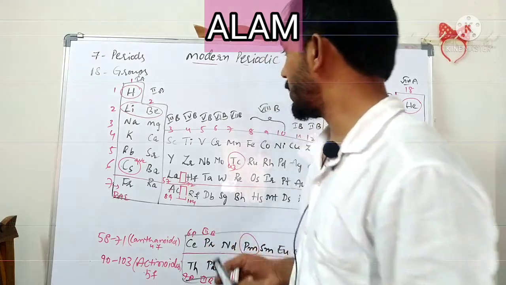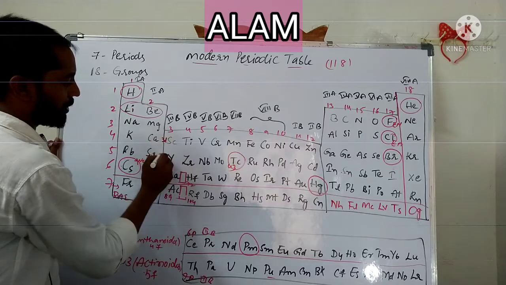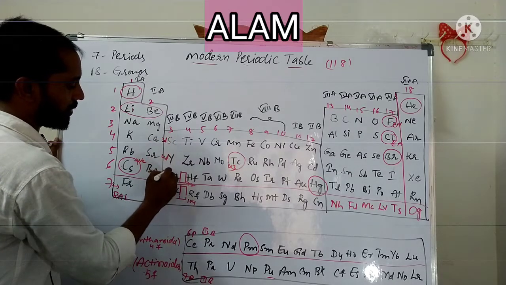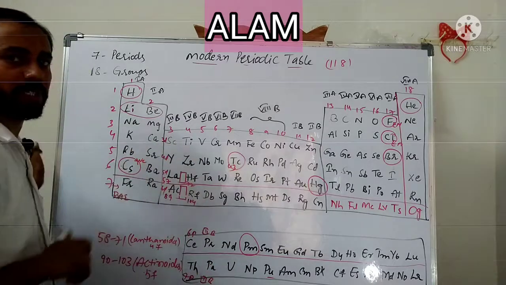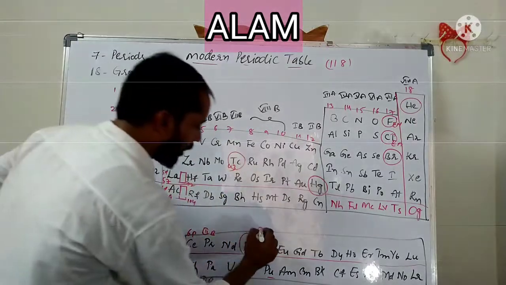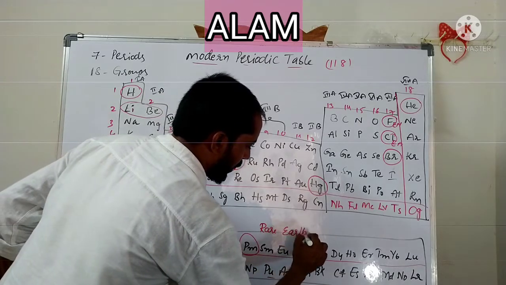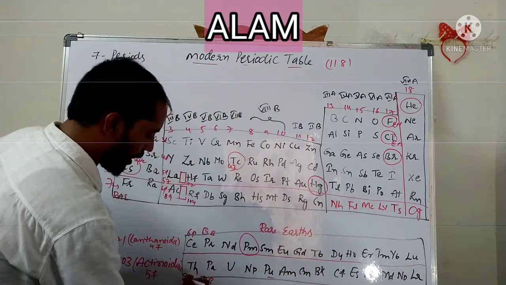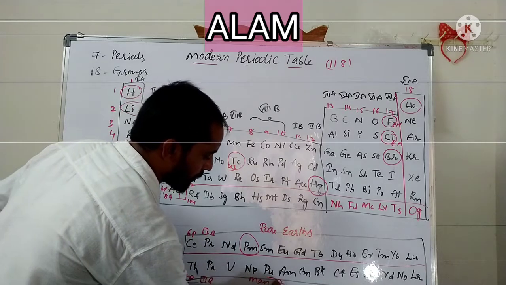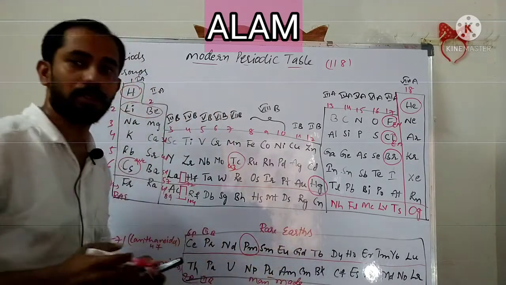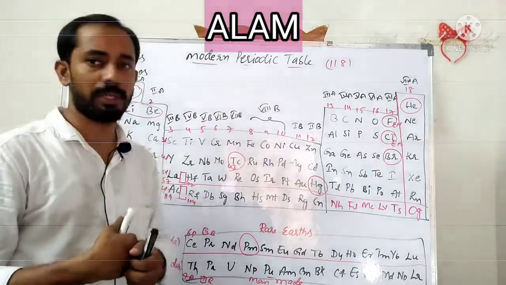Okay, now D block elements. D block elements are 4 series: 3D series, 4D series, 5D, 6D. F block elements are the 4F series and 5F series. The 4F series are called rare earth metals, and the actinide series are called man-made elements, or synthetically prepared elements, or artificially prepared elements.